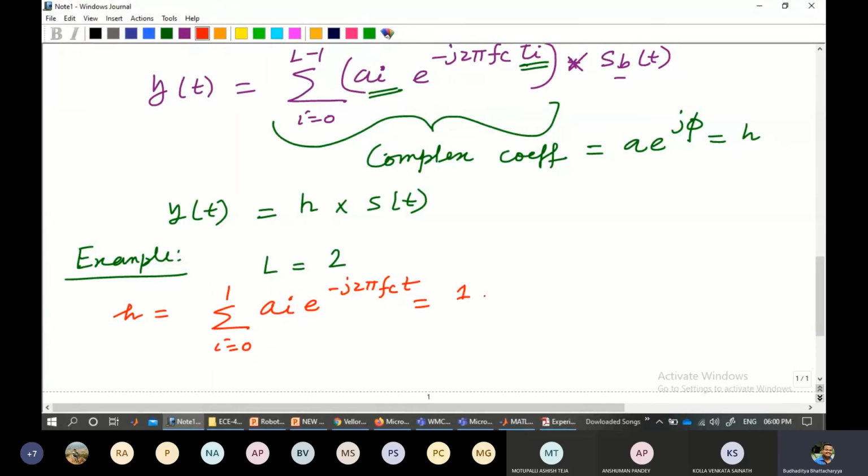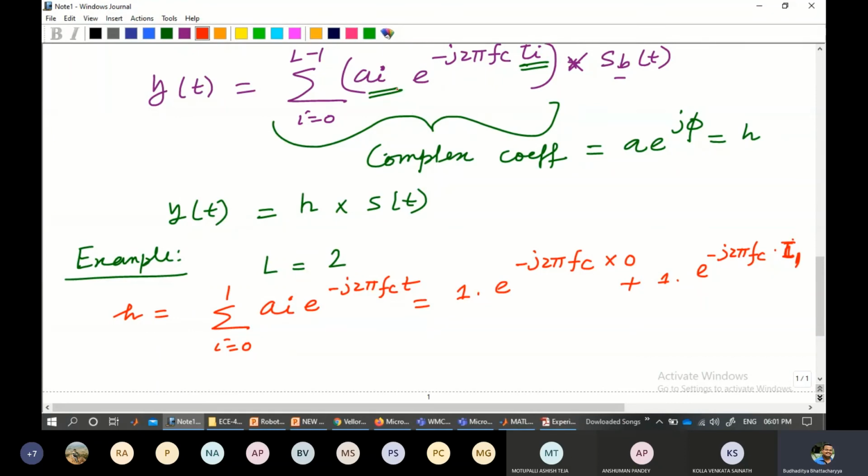Suppose the amplitudes in both the cases, a0 and a1, are 1. So 1 into e to the power minus j 2 pi fc multiplied by 0, because this is the 0th instance, plus 1 into e to the power minus j 2 pi fc into tau 1. Okay, you understood what I did?